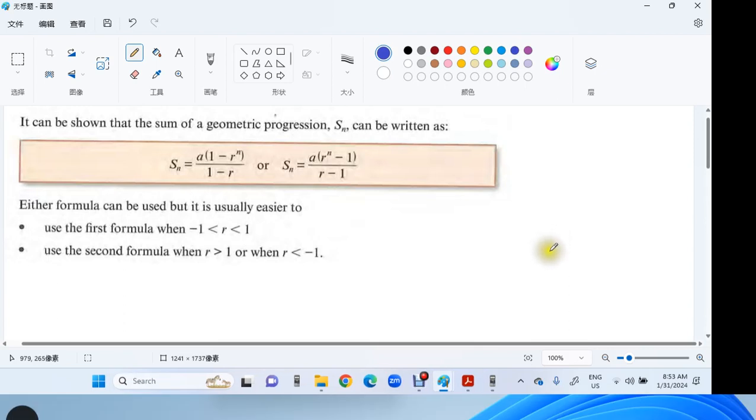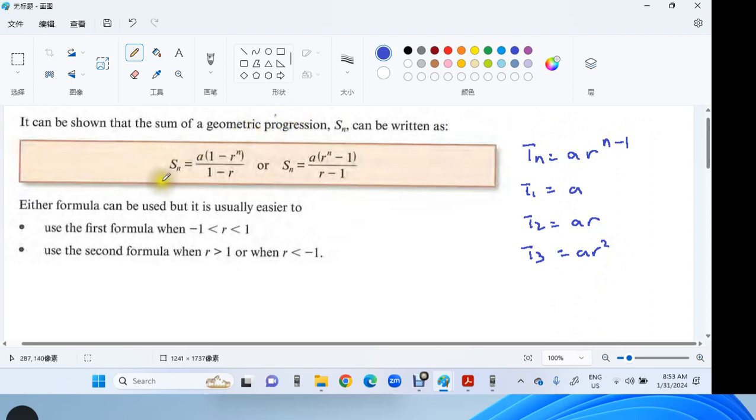Now we go to the second part for the geometric progression. For the first part, we know that the nth term Tn is ar to the power n minus 1. So the first term is a, the second term is ar, the third term is ar squared, and so on, until the nth term is ar to the power n minus 1.